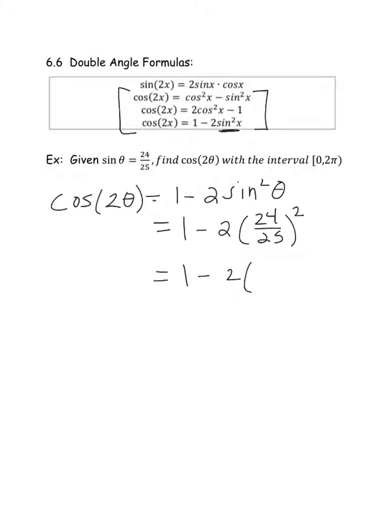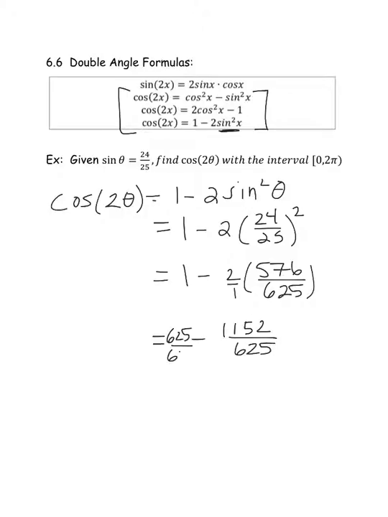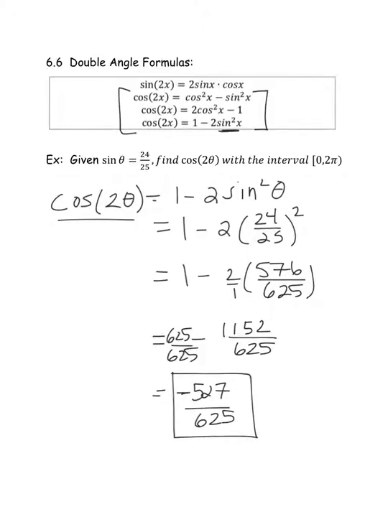Now squaring, the square of 24 is 576, and the square of 25 is 625, and multiplying 2 in my numerator there, I would get 1 minus 1,152 all over 625, and I'm just going to replace that 1 with 625 over 625 and just subtract my fractions there. So that final answer is negative 527 all over 625. And that's what my cosine of 2 theta is equivalent to.